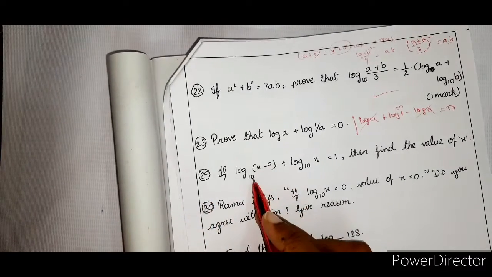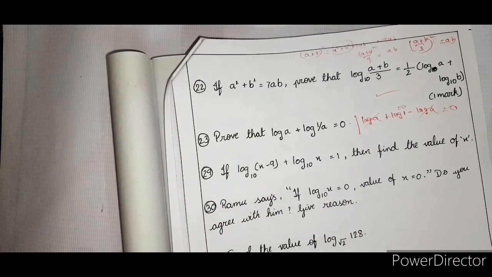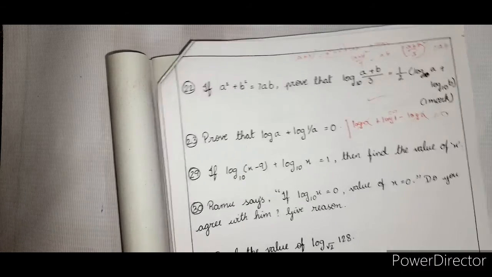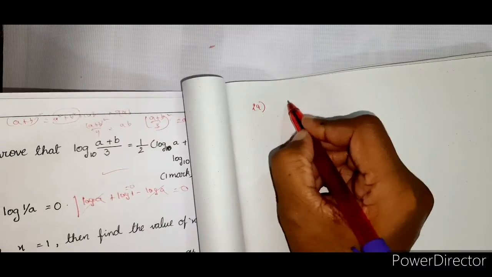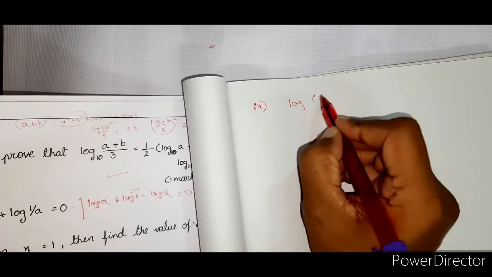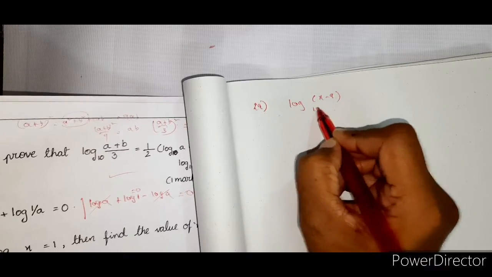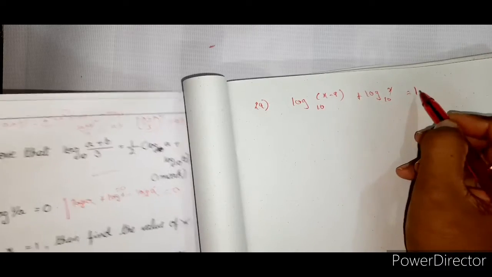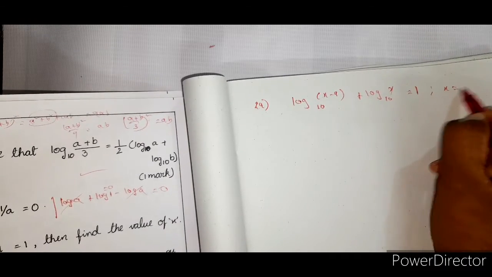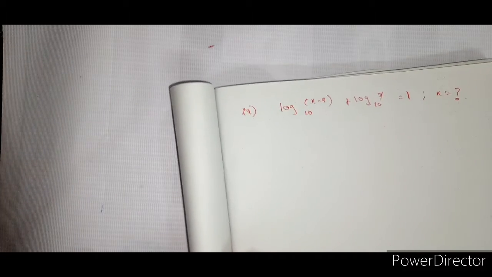Log of x minus 9. So this one I will do it here because it is a little bit different kind. You will be getting a quadratic equation here. So I will do it here. Now 29th problem. Log of x minus 9 base 10 plus log x base 10 is equal to 1. Then find x. That is the question.